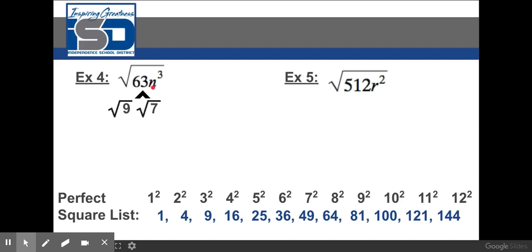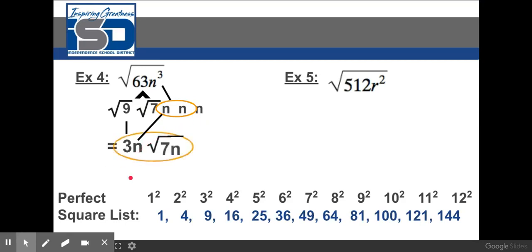The only new part here is that we're trying to figure out how many n's I can take out. So n to the third breaks down to n times n times n. I need a pair of it to be able to take out an n. I do have a pair, so I'm going to be able to take out one n with the 3 I'm going to be able to take from the square root of 9. So we would have this square root of 9 equaling 3, but also carrying down the n. So we have a leftover square root of 7 and a leftover n that is going to go back on the inside. So our final answer would be 3n times the square root of 7n.